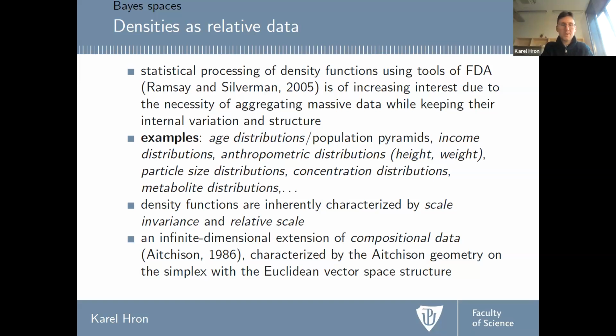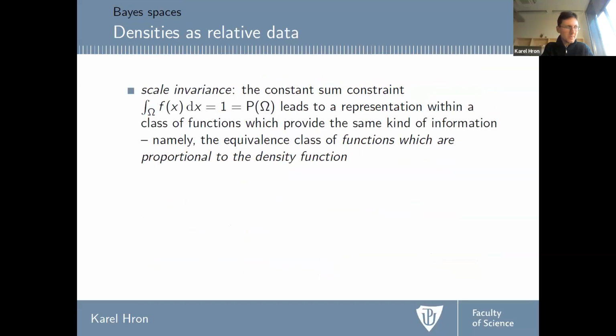But well, in our case, we have functional data, which on one hand can be considered as an infinite dimensional extension of compositional data. But of course, there are some specific issues. And of course, we can also consider more general ideas than would be possible with compositional data. So what is the scale invariance I was talking about?